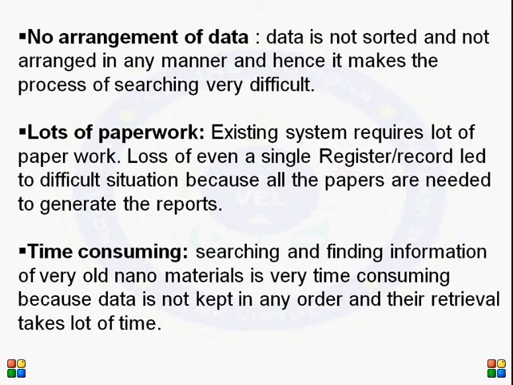No arrangement of data. Data is not sorted and not arranged in any manner, and hence it makes the process of searching very difficult. Lots of paperwork. Existing system requires a lot of paperwork. Loss of even a single register or record led to a difficult situation because all the papers are needed to generate the reports. Time consuming. Searching and finding information of very old nanomaterials is very time consuming because data is not kept in any order and their retrieval takes a lot of time.